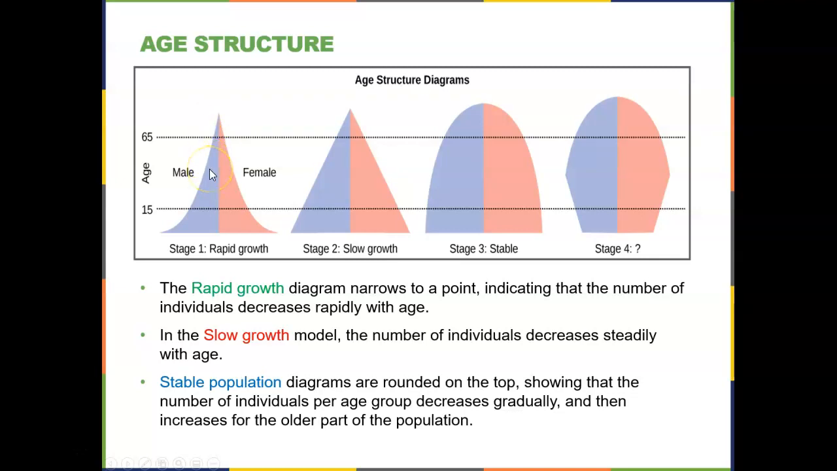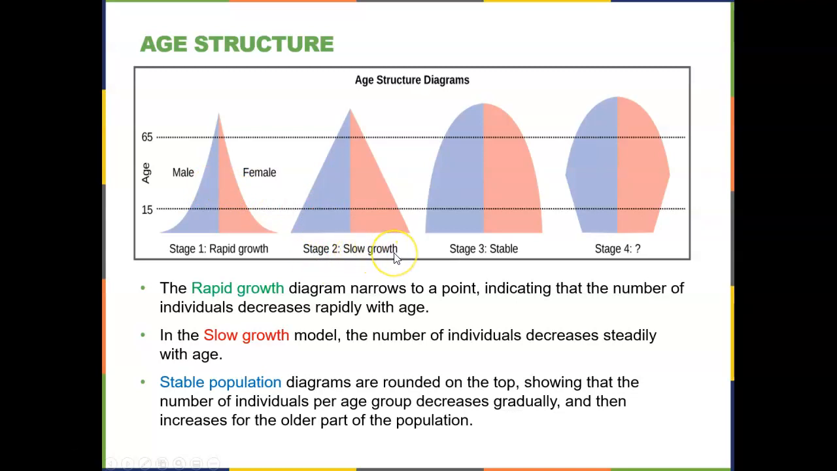This is the kind of growth age structure relationship that we would see in underdeveloped countries. Some of the third world countries in Africa and Asia would exhibit this kind of growth representation or age representation.